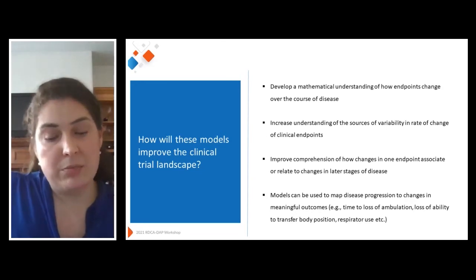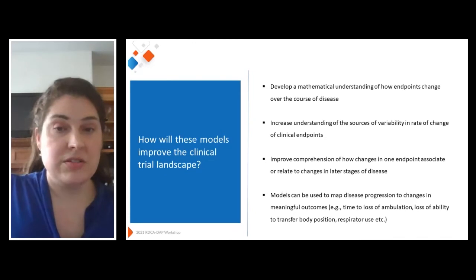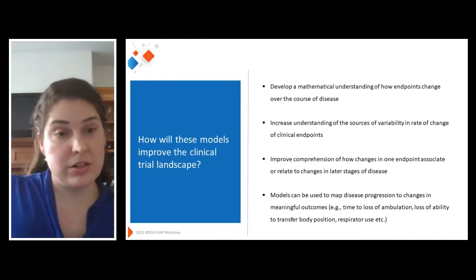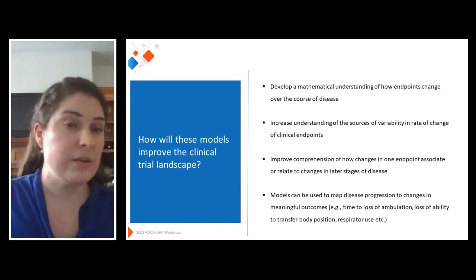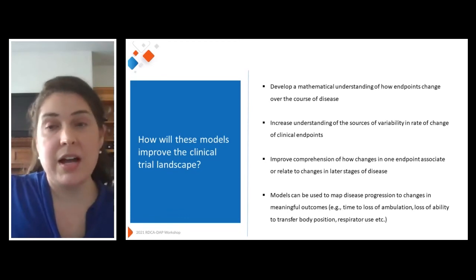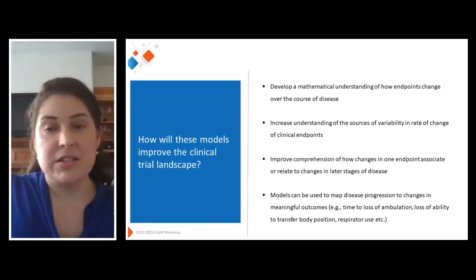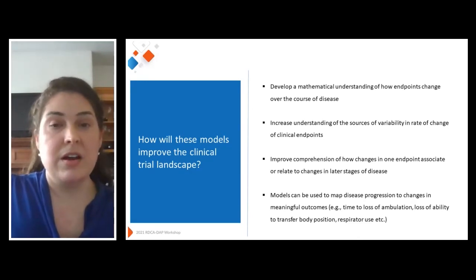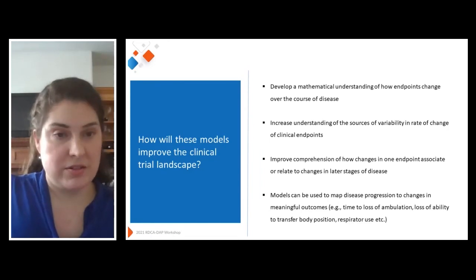They will improve the comprehension of how changes in one endpoint are associated with the changes in the later stages of the disease. We heard earlier of how important it is to measure something clinically meaningful and something that matters to the patient. So the clinical trial simulation tools can help us identify that. And these can also be used to map disease progression to changes in these meaningful outcomes. For example, specific to DMD, loss of ambulation, loss of the ability to transfer from chair to bed, moving on and progressing to ventilation, etc.